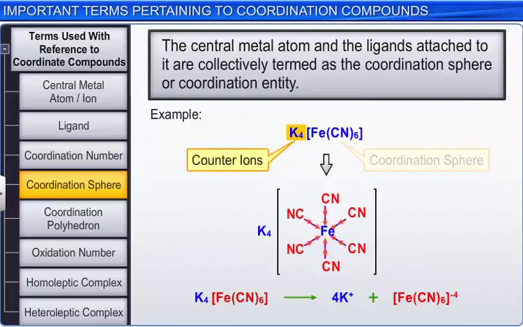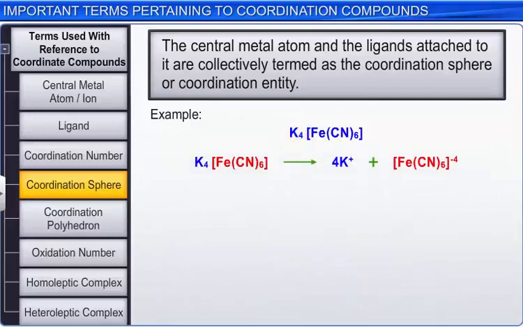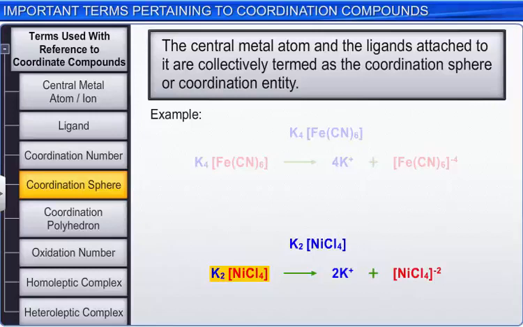For example, in the complex K2[NiCl4], the coordination sphere is [NiCl4]2-, and the counterion is potassium.